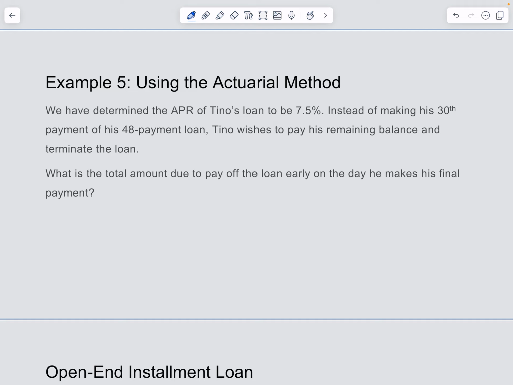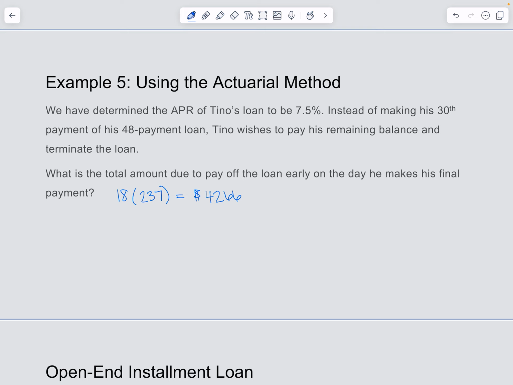So what is the total amount due to pay off this loan? So when he makes that payment on the 30th, the 30th payment, and he wants to pay it all off, what is that going to be? What's that amount? So the remaining payments, we said he had 18 left, and his monthly payment each of those 18 months was going to be $237. So let's multiply that. That gives us 4,266. So that's the remaining balance.